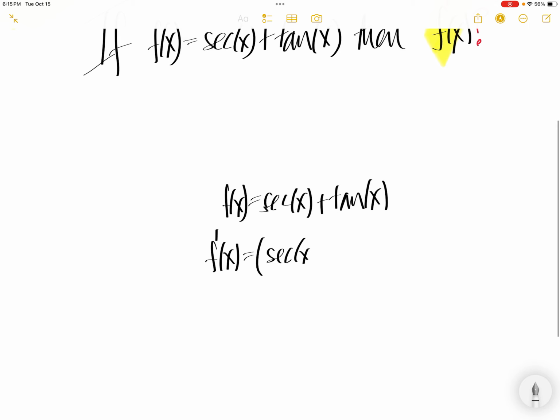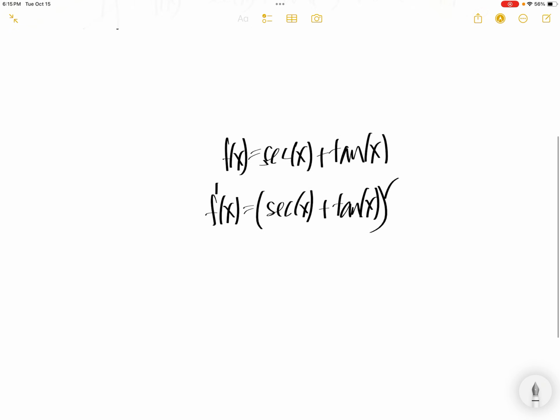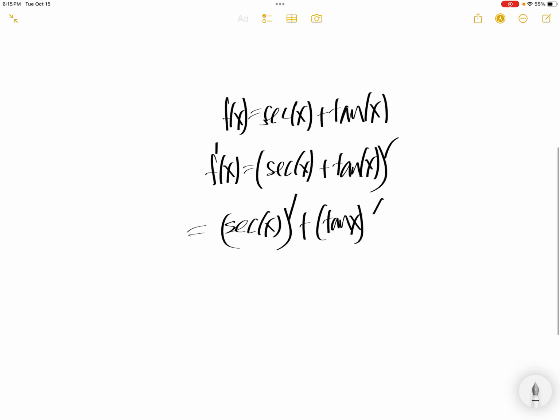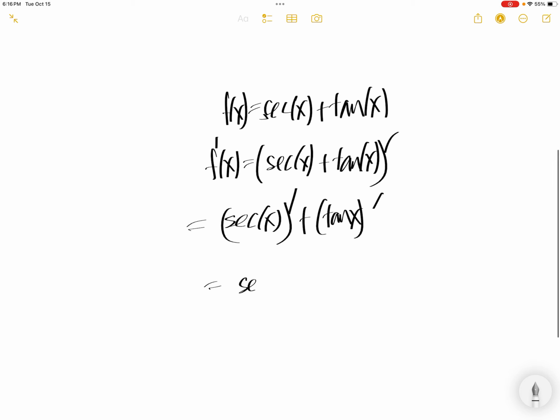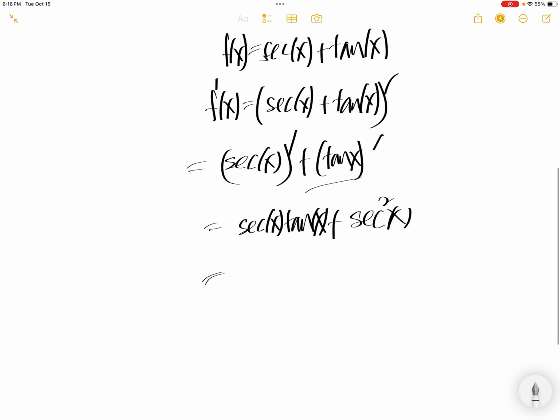We have f of x is equal to sec x plus tangent x. Finding f prime of x is the same thing as finding that. The derivative of a sum is the sum of the derivatives, so it's the same thing as finding the derivative of sec x plus the derivative of tangent x. The derivative of sec x is sec x tangent x. The derivative of tangent x is sec square x.